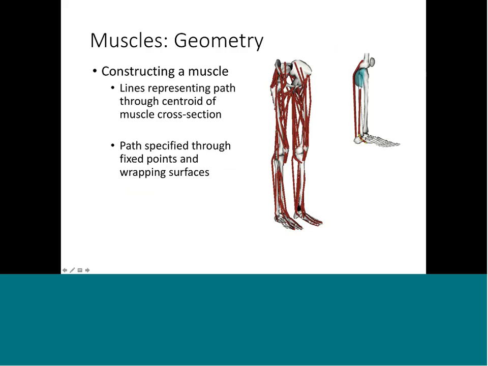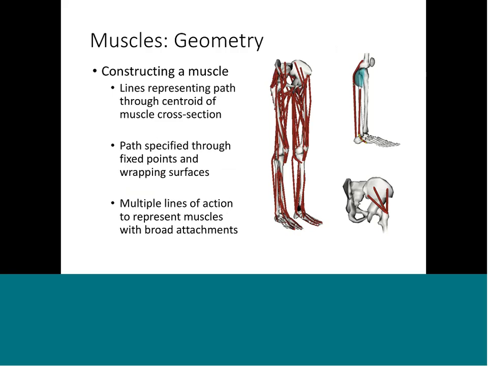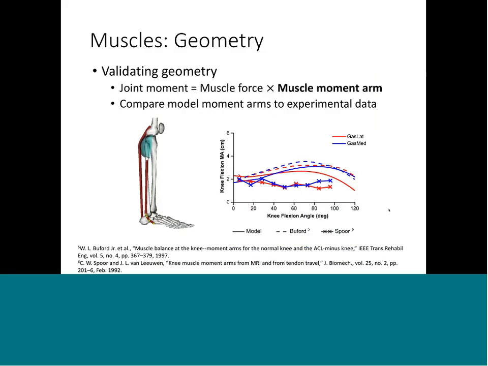We specify the path using either fixed points, for example, highlighted here in yellow, or using a wrapping surface, for example, shown here in blue. We often represent muscles with broad attachments, such as the gluteus medius, using several lines of action, as shown here. The muscle path determines the muscle moment arm, which ultimately determines how muscle force is converted to a joint moment. Specifically, joint moment is muscle force multiplied by muscle moment arm.